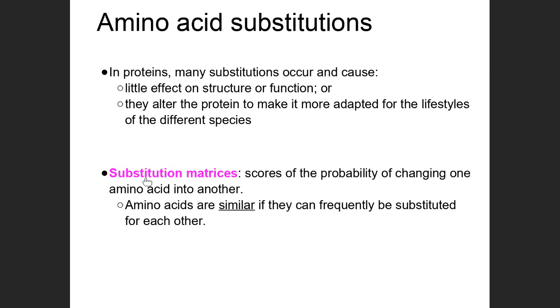The substitution matrix, so a matrix is a table, right? And it looks at how often one amino acid substitutes for another. So the substitution matrix is a score of the probability of changing one amino acid into another. And when I say change, I don't mean that in this one existing organism the organism is going to remove one and substitute it by another one.